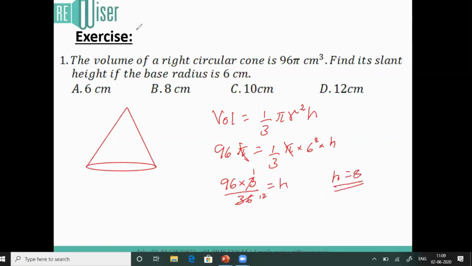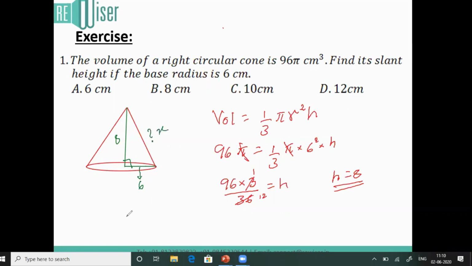Now, whenever I have a cone, it forms a kind of right angle triangle in the middle. Which means if I join a straight line from the top to my center, and this is the radius of the base, it forms a right angle triangle. The height of the cone is 8, and the radius of this cone is given as 6 in this case. And we need to find the slant height. Let me take this as x.